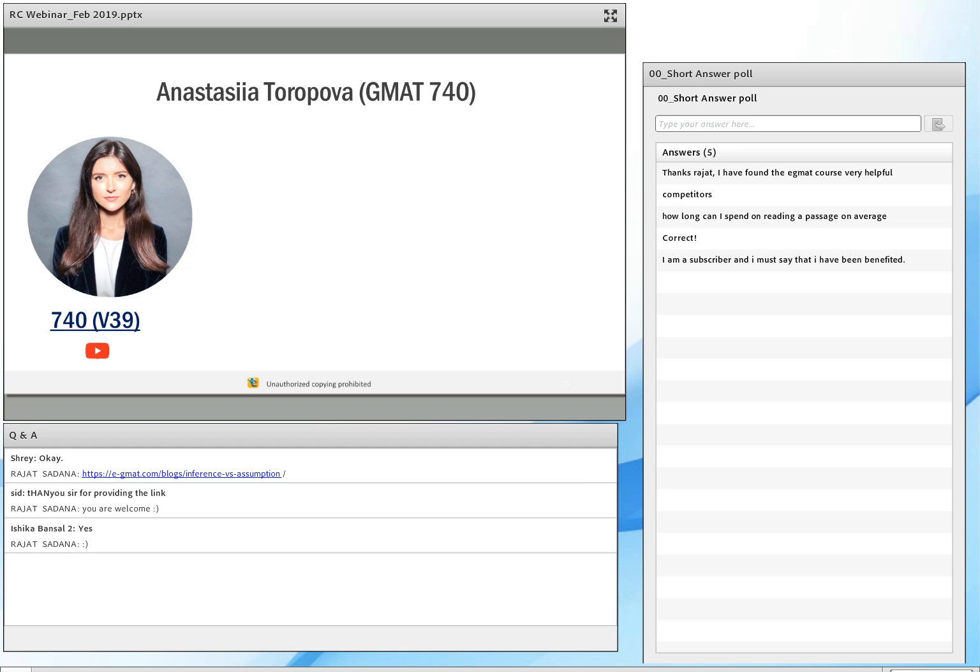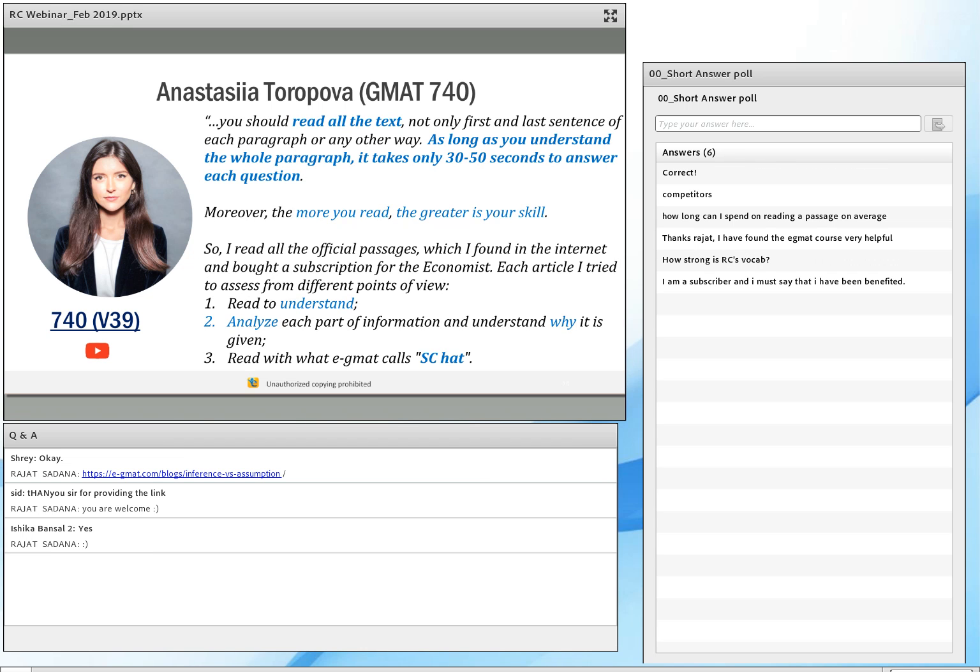And by the way, those of you who are really looking for evidence, you can look for these people on LinkedIn and you can see what they're doing. Anastasia, she's, I think, from Russia or Eastern Europe. She said you should read all the text, not only the first and the last sentence of a paragraph or any other way. As long as you understand the whole paragraph, it takes only 30 to 50 seconds to answer each question. And she says, the more you read, the greater is your skill.